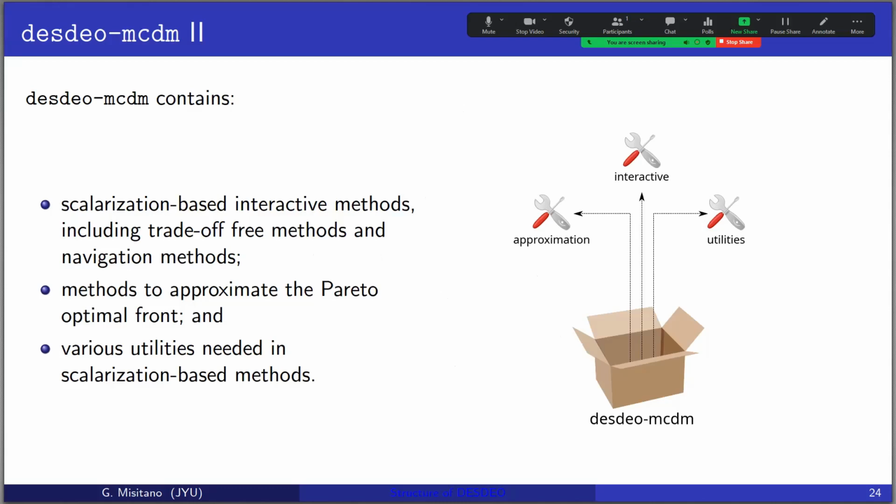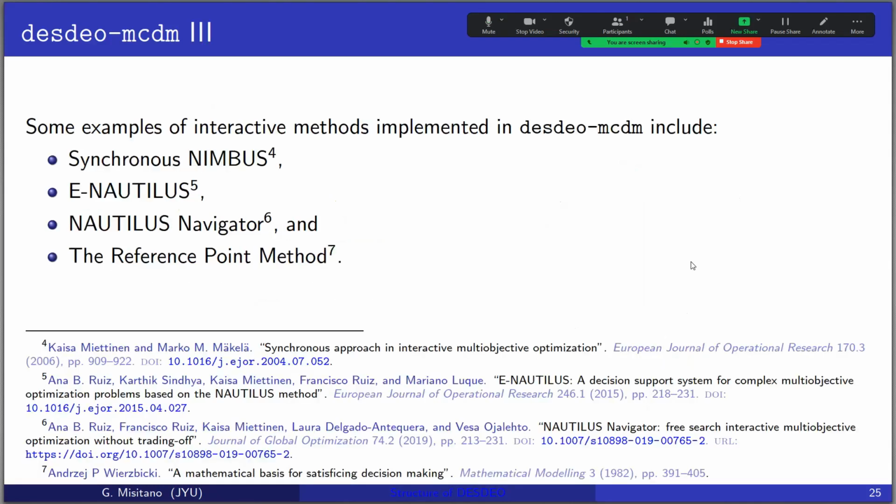And methods to approximate the Pareto front, which are needed in some methods, can be found in this package. And of course, various utilities that might not fit DESDEO tools because they are specific to scalarization-based methods can be found in the MCDM package.